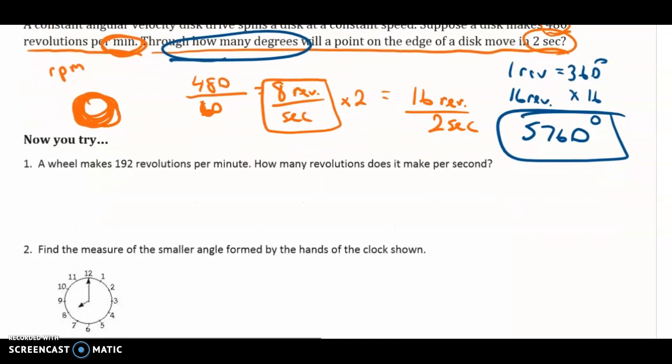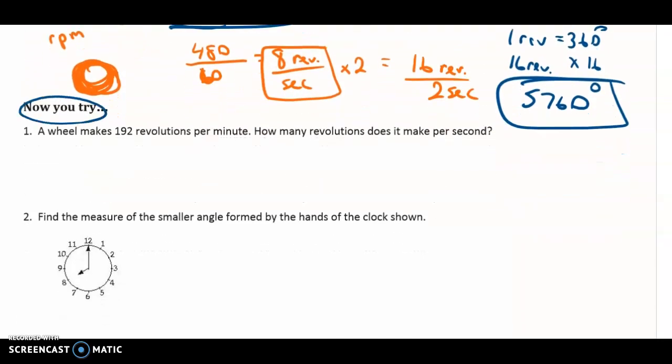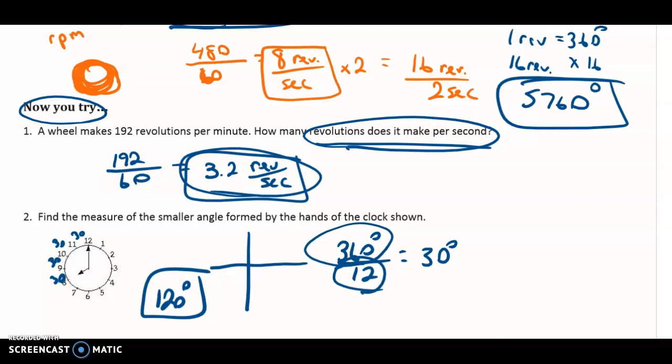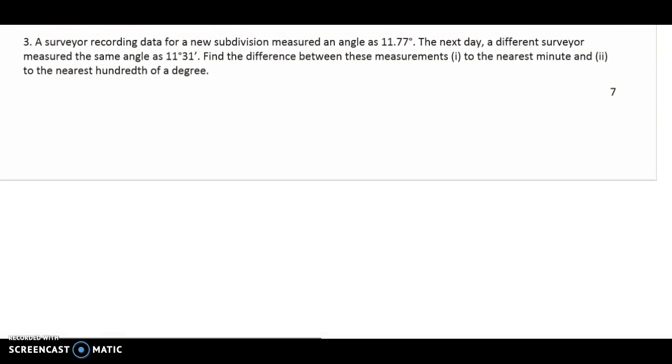Okay, so I want you to try these next 2 problems on your own, and it's just kind of applying the different things that we've learned. Okay, so in number 1, it's just asking how many revolutions per second. So it didn't ask how many degrees, so I could stop there. Number 2, the first thing that I did is I divided the clock, so an entire circle, by the numbers 12. So I knew that each number was 30 degrees of a circle. So I just multiplied that by 4 and got 120. Okay, and on this final one, you are switching back and forth from degrees, minutes, and seconds to decimal degrees, so go ahead and try that.